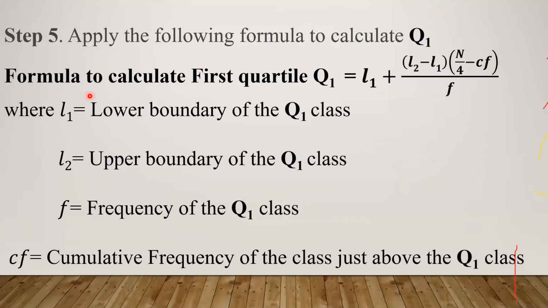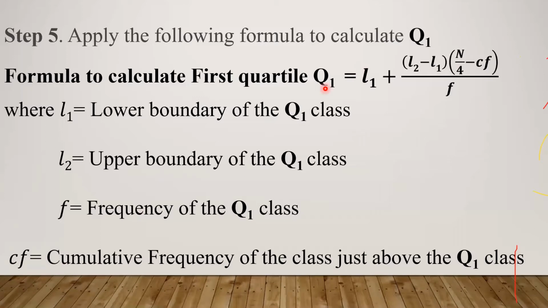So what are these L1, L2, F and CF? Look at here. L1 is the lower boundary of the Q1 class. L2 is the upper boundary of the Q1 class. F is the frequency of the Q1 class. Only thing is, what is CF? CF is the cumulative frequency of the class, not the Q1 class, just above the Q1 class. The class which is located just above the Q1 class. Okay. Once you get all these values, you have to put these values in the formula and you will get your value for Q1. Okay. So this is how we calculate Q1 for group data of continuous type.